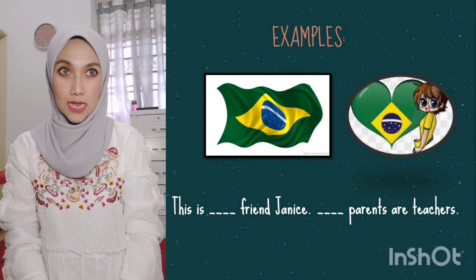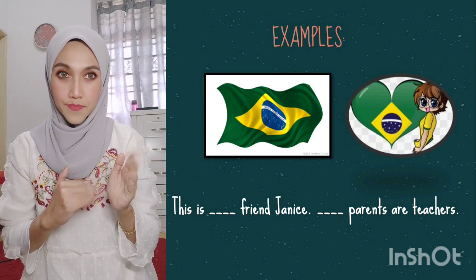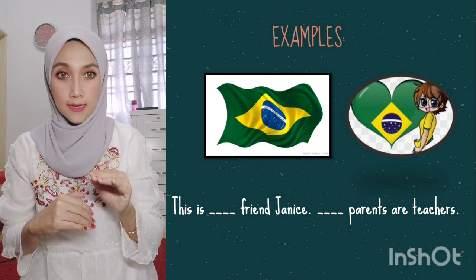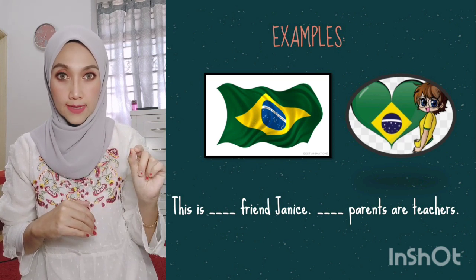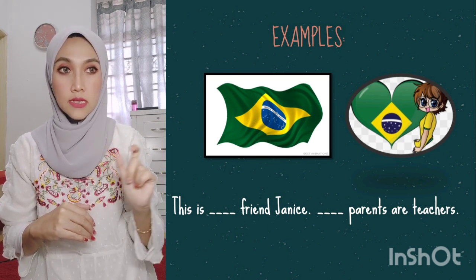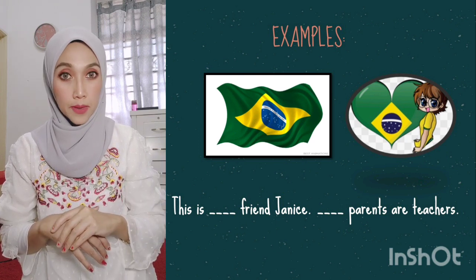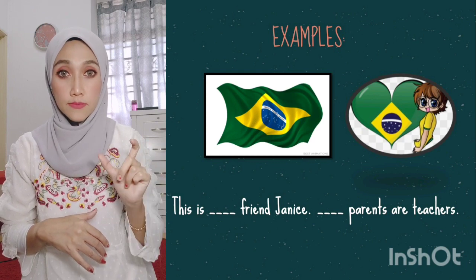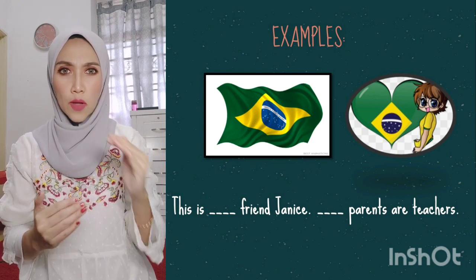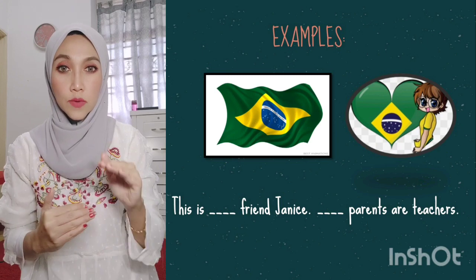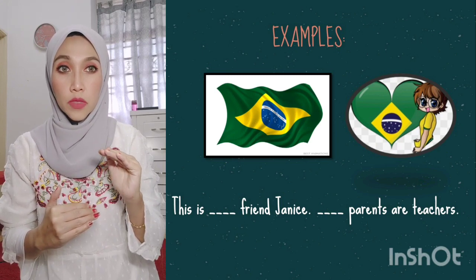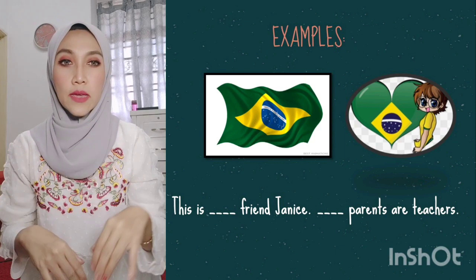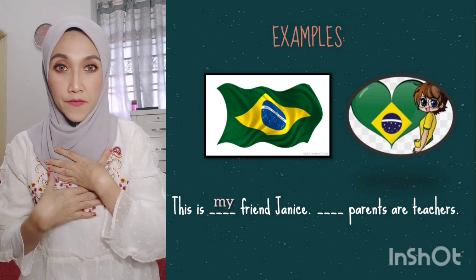Kids, now let's look at the examples here. First, this sentence. This is friend Janice. Parents are teachers. I repeat. This is friend Janice. Parents are teachers. What will be the answer? Here you need to give the possessive adjective, the ones that I explained before. So this is my friend Janice.